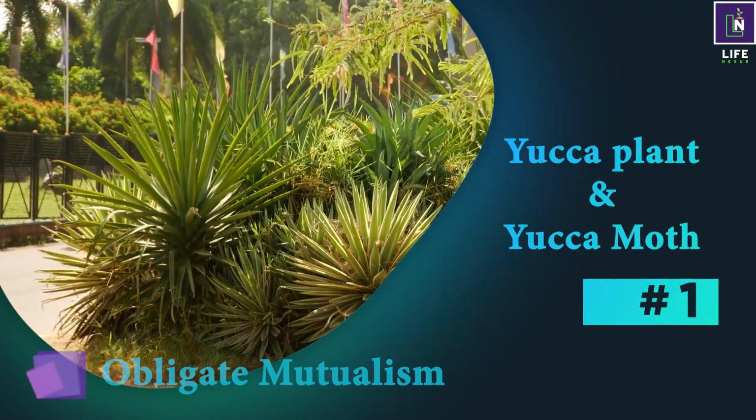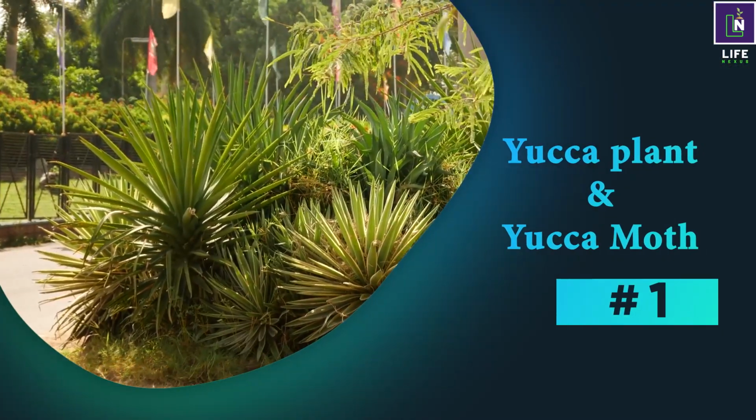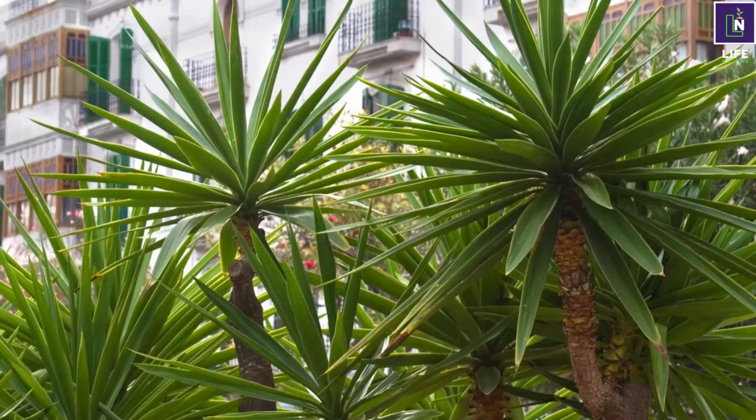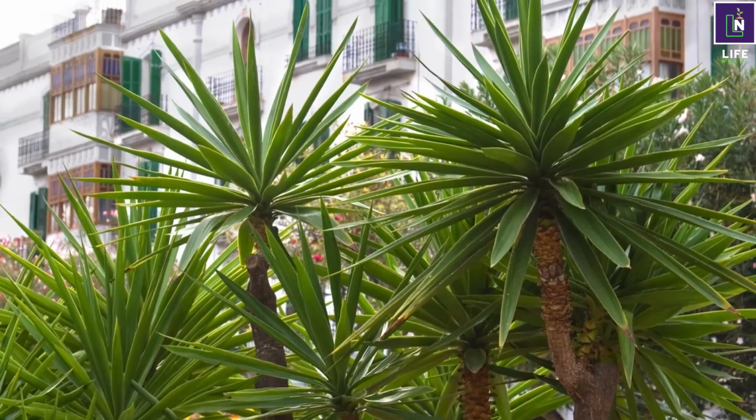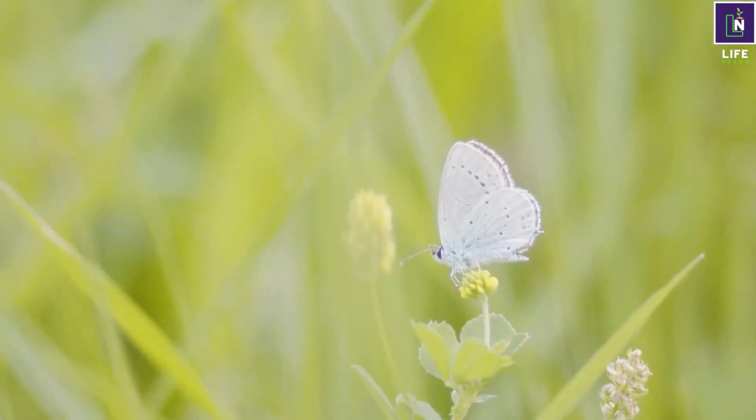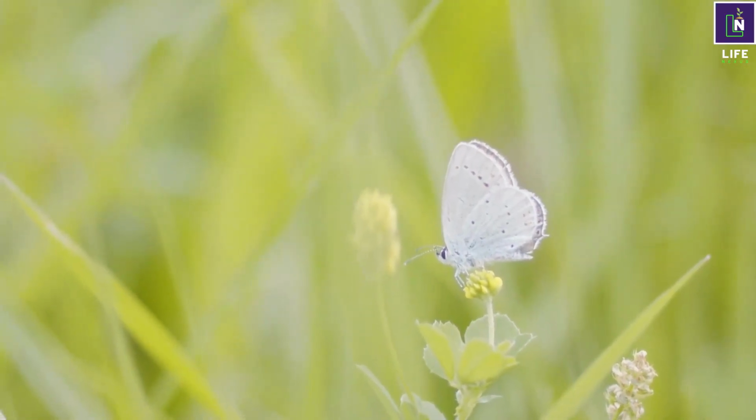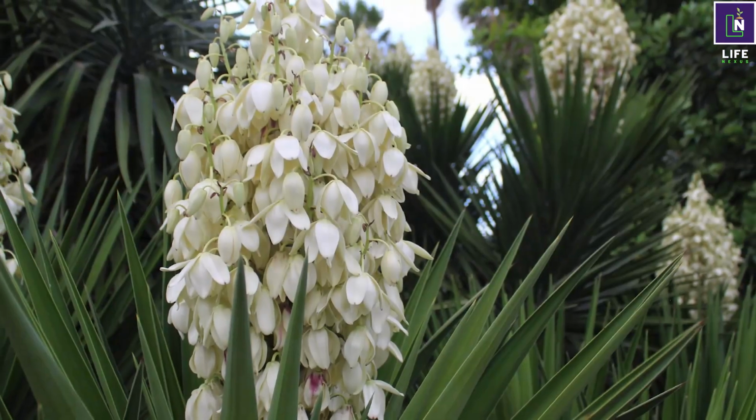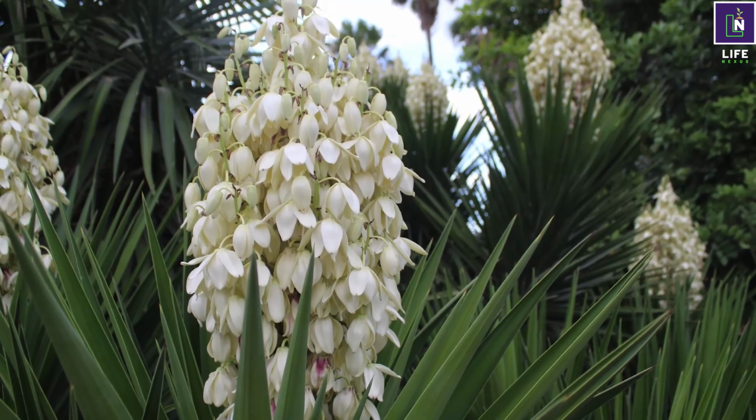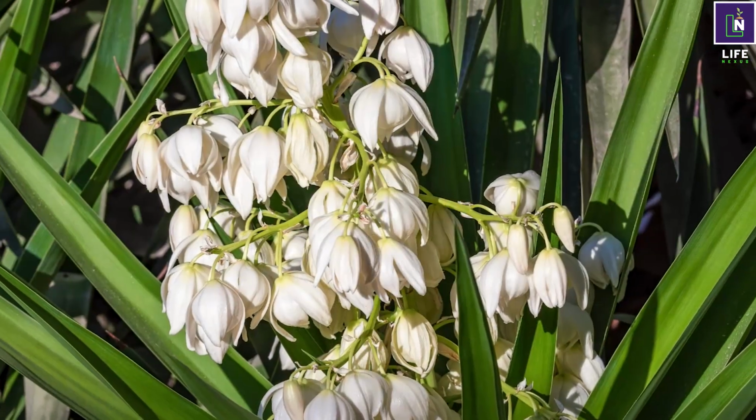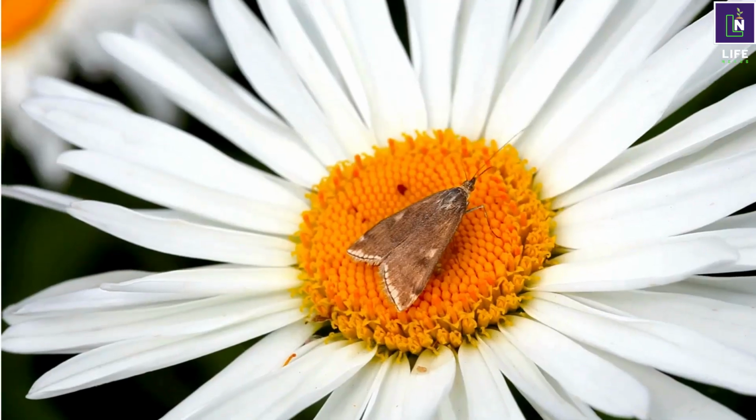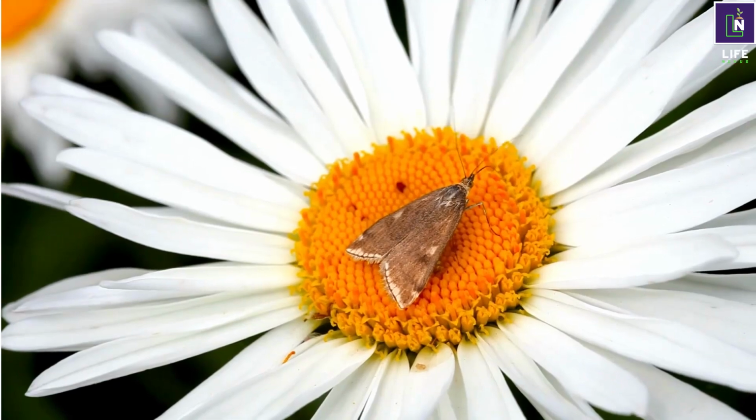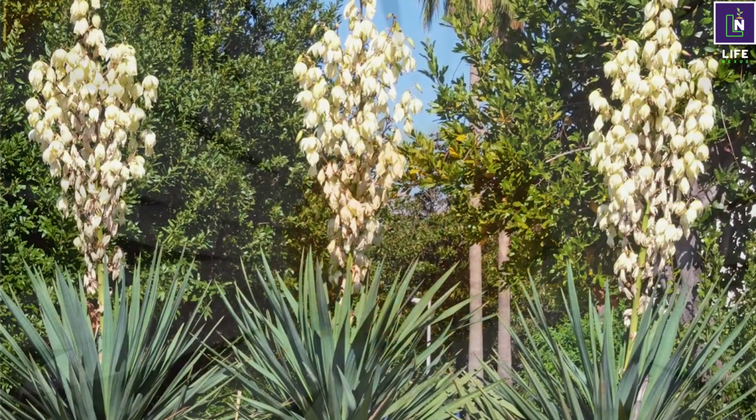1. The yucca plants and the yucca moth. Both have a mutualistic relationship that is essential for their reproduction. The yucca moth pollinates the yucca plants by transferring pollen from one flower to another and lays its eggs inside the plant's seed pods. The moth larvae feed on some of the seeds but leave enough for the plant to produce new offspring. Both the plant and the moth depend on each other for their survival.